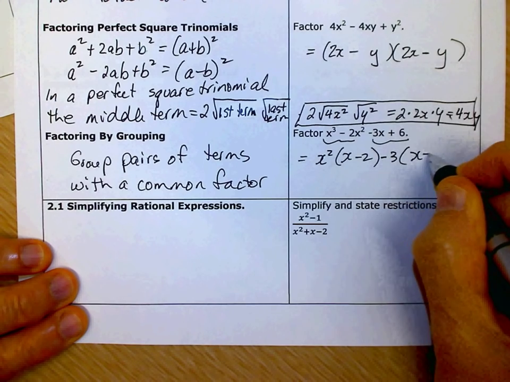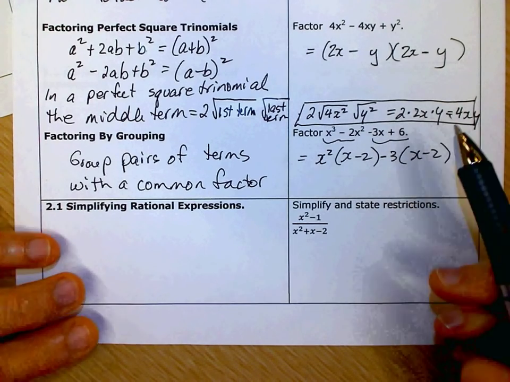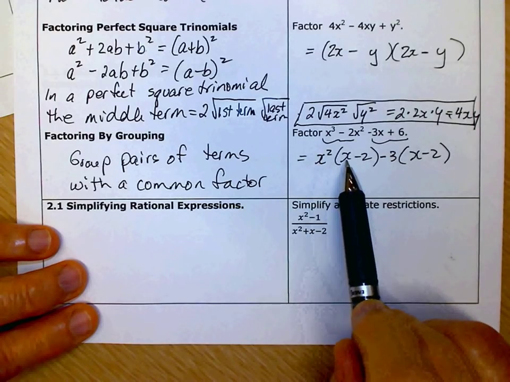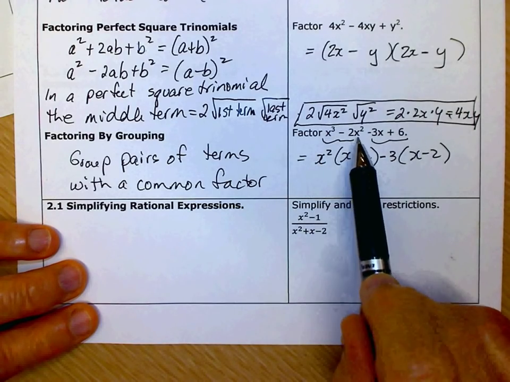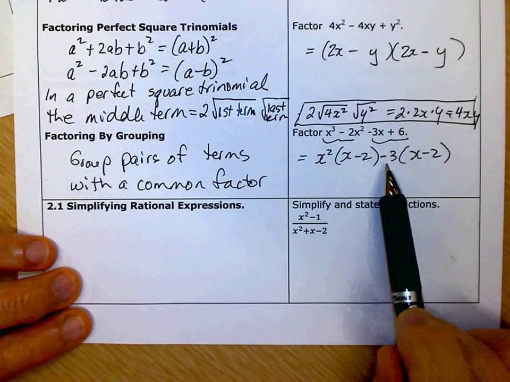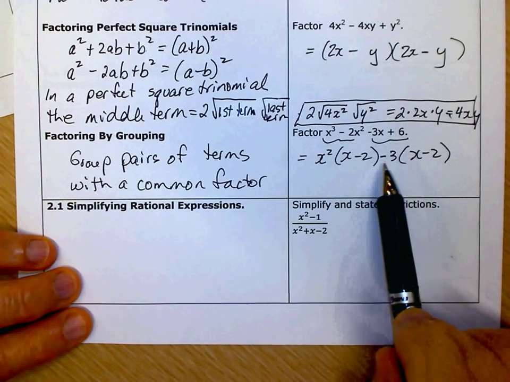So I will first of all check. x squared times x is x cubed. x squared times negative 2 is negative 2x squared. That checks. Negative 3x. Negative 3 times negative 2 is positive 6.